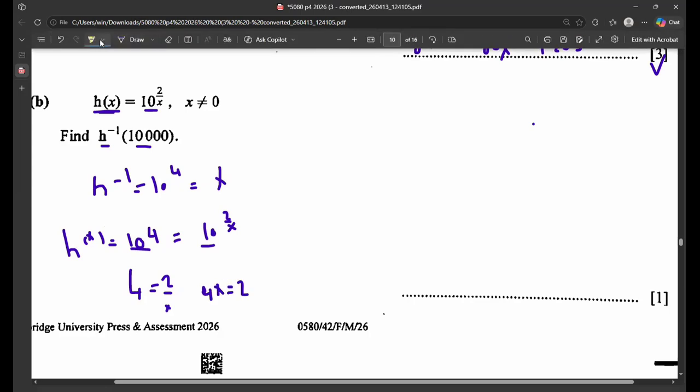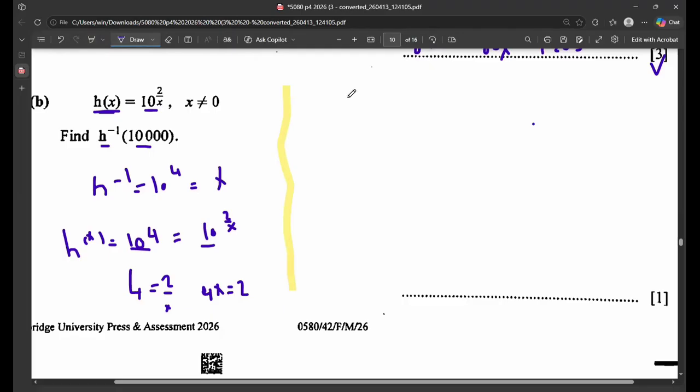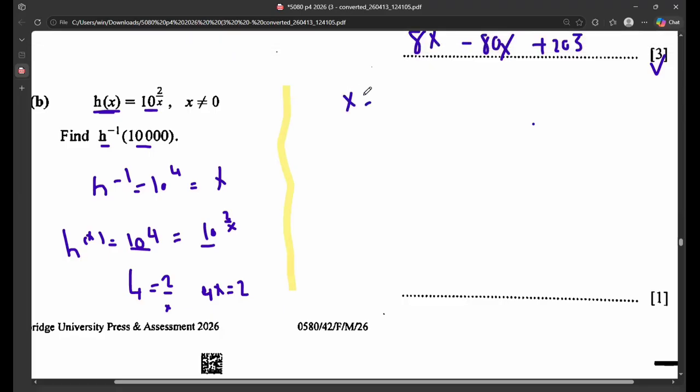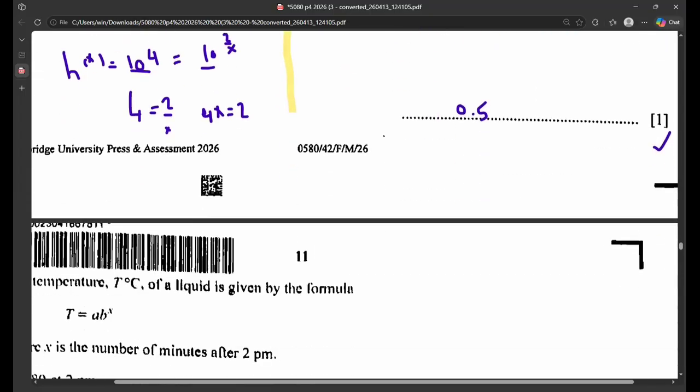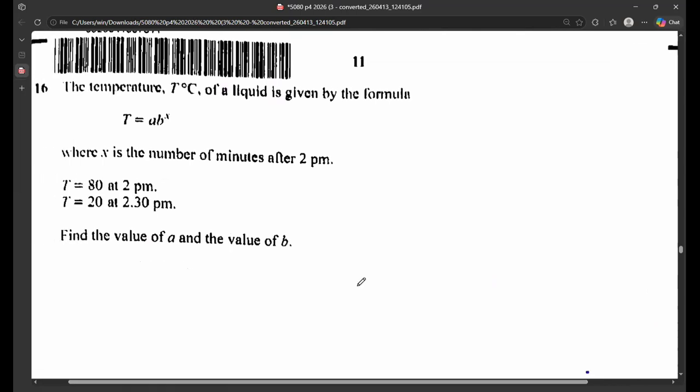And now we get the value of x here. So we say here that x will be equal to 2 over 4, which is equal to half, or 0.5, for 1 mark. So we should get this question. Secondly, here, question number 16.